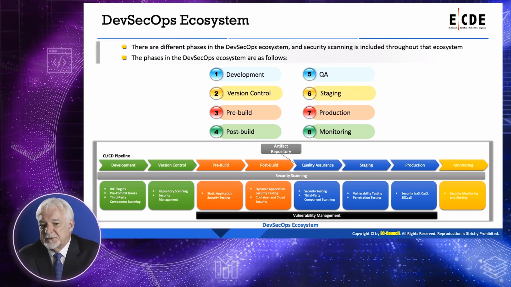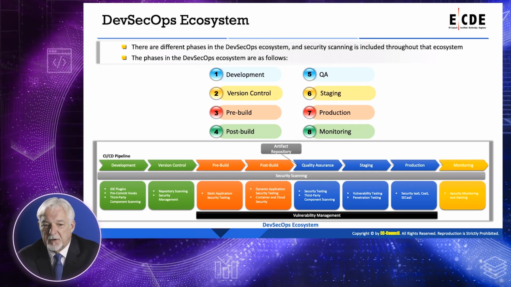Quality assurance gives us a chance to do more security testing and third-party component scanning. In the staging side, we have vulnerability testing and penetration testing that occurs. In production, we look at securing infrastructure as a service, cloud as a service, and security as a service. And then over in the monitoring, it's up in production. We do security monitoring and alerting.